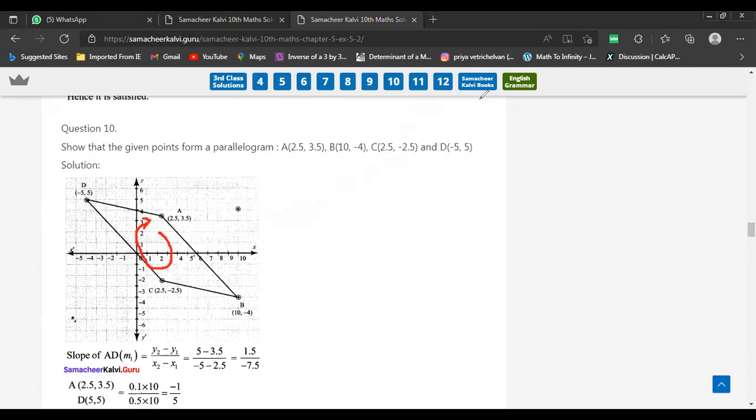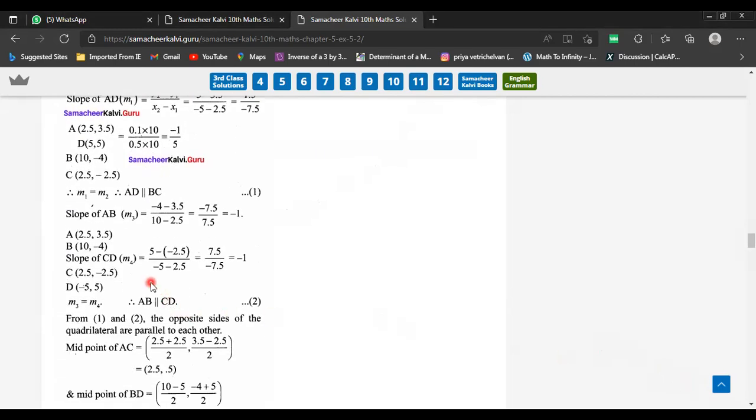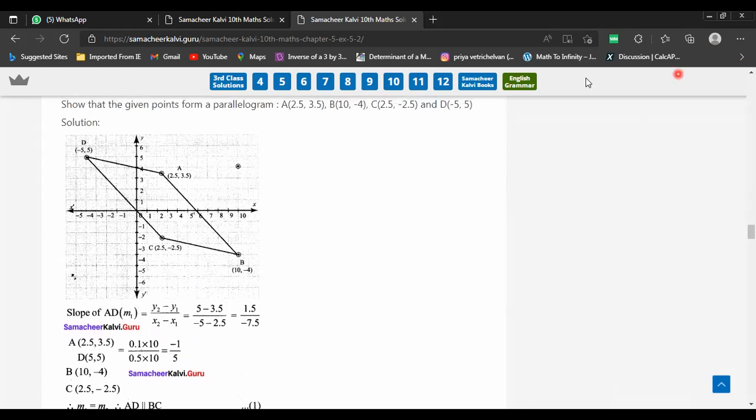So to be a parallelogram, what is the condition? To be a parallelogram, the slope m1 should be equal to m2 and m3 should be equal to m4. That is the condition. And also, midpoint of their diagonal should be equal. So midpoint of their diagonal in the sense, the line AC, the line BD, their midpoint should be equal. Let's do one by one. So let's do M1, M2, M3, M4 first.